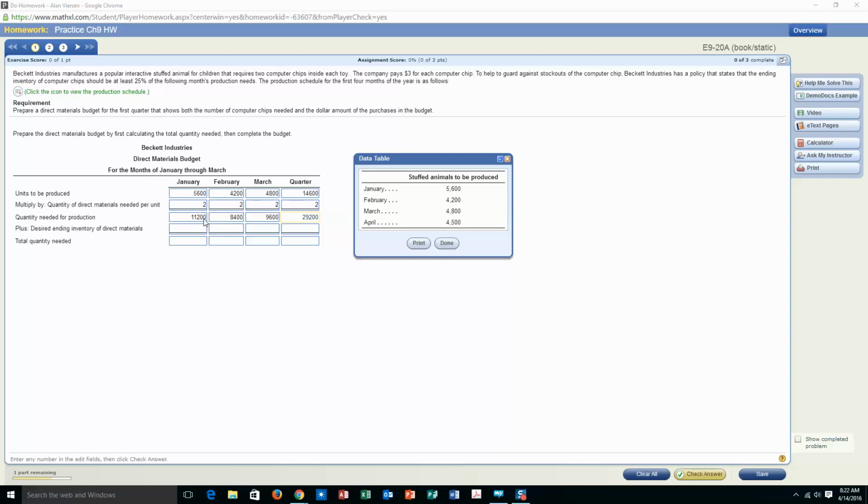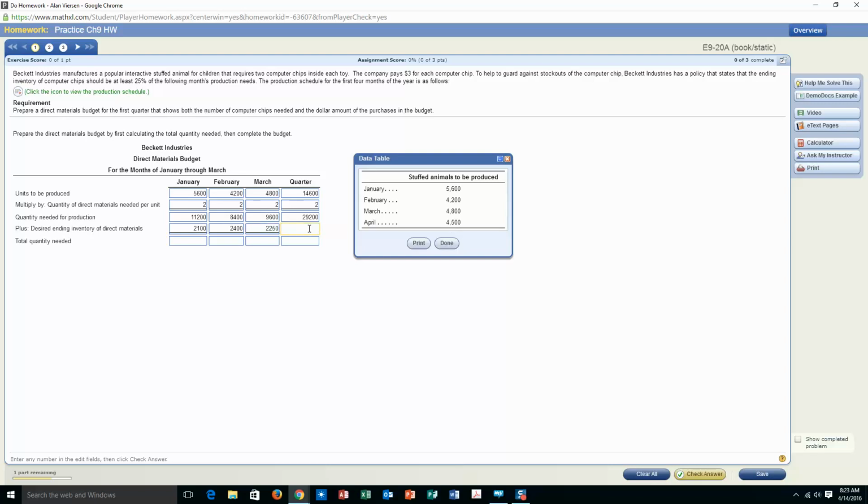The second step is you make the adjustment for inventory, and you do that by, first of all, adding the desired ending inventory, which is 25% of the next month. So 25% of 8,400 is 2,100. 25% of March is 2,400, because it's 25% of 9,600, and then it gives you April over here, and 25% of that is 2,250. So again, the ending inventory for March is April times 25%.